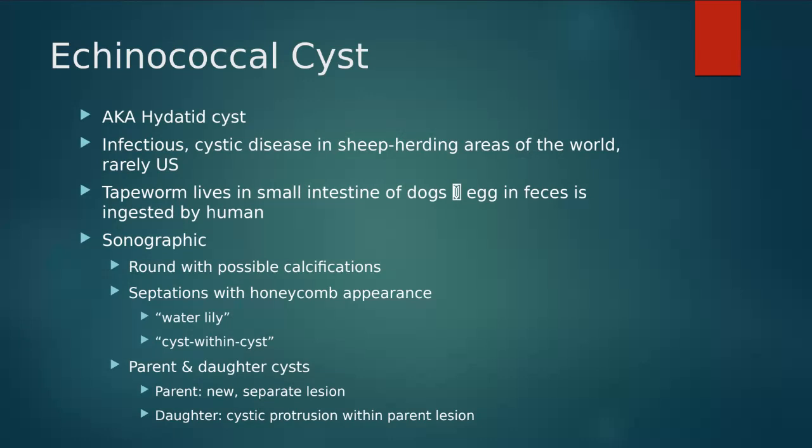Next, we have echinococcal cysts. These are also known as hydatid cysts. These are infectious cystic diseases that are very common in areas of the world that are big in farming. We don't typically see this in the US, even though we do have some farming populations. We're mainly going to see this in sheep farms or farms that have sheep on them.